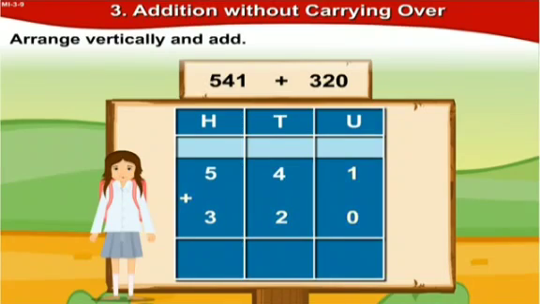1 unit plus 0 units is 1 unit. 4 tens plus 2 tens is 6 tens. 500 plus 300 is 800, which means it is 800, 6 tens, 1 unit, that is 861.